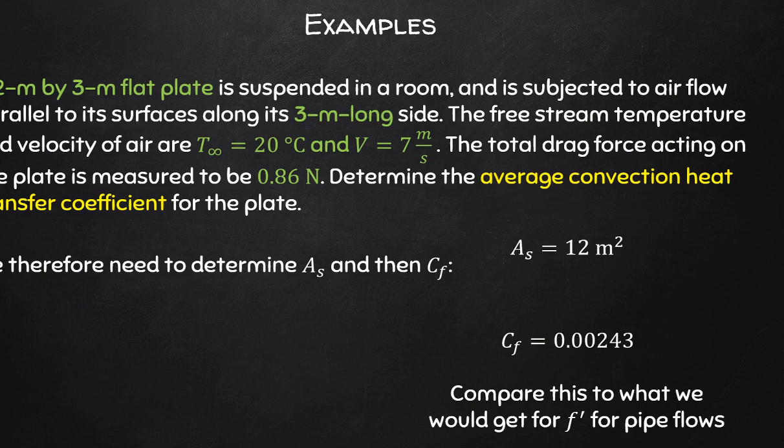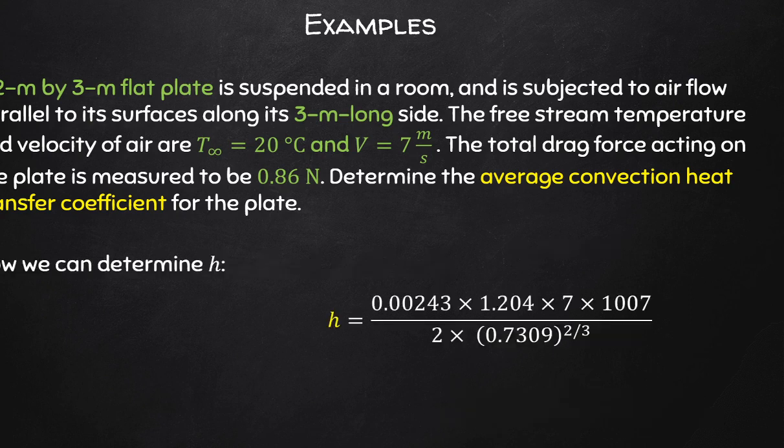Now, compare this value to the one that we typically get for fluids flowing through pipes of around 0.02, which is 10 times that experienced by this plate. So you can see the effect that piping has on fluids. The pipe has wrapped itself around the fluid and interacts a lot more, 10 times.